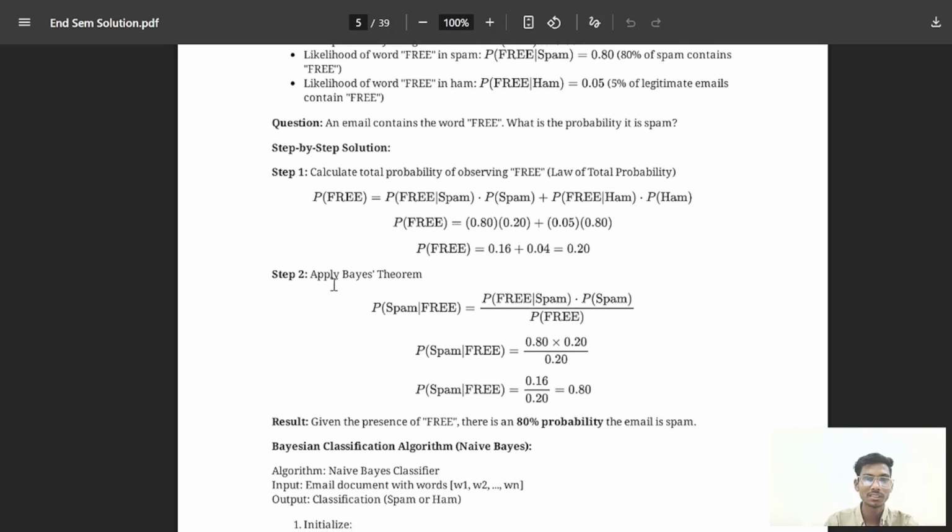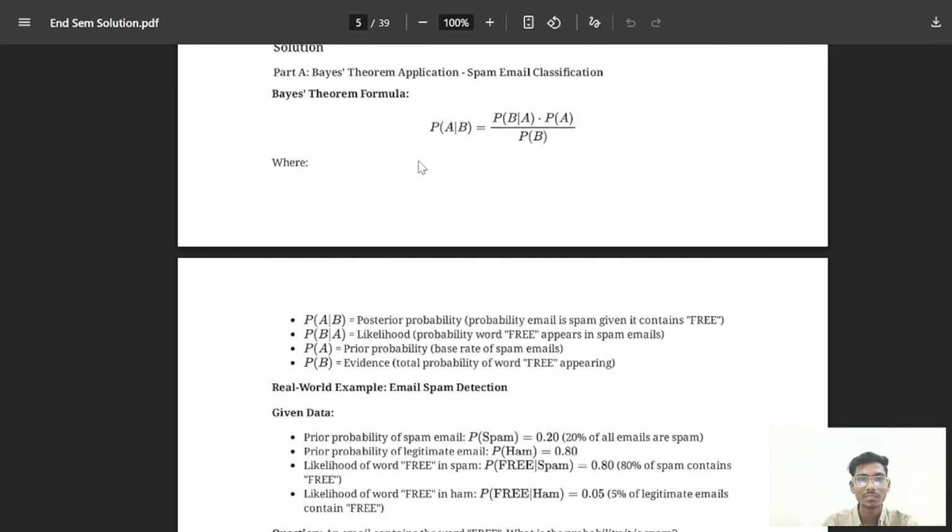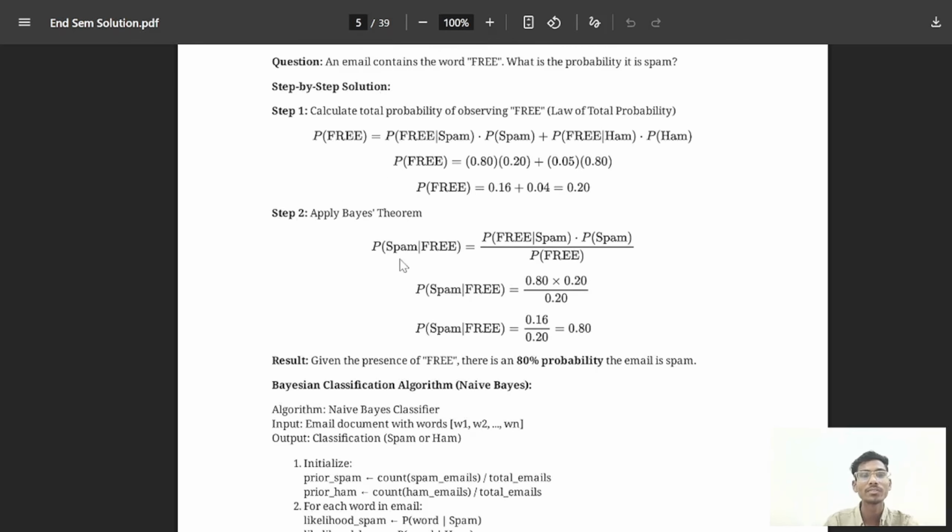Step 2 in this, apply Bayes theorem. Here we learned the Bayes theorem formula and apply it here. Probability of spam conditional free equal to probability of free conditional spam into probability of spam divided by probability of free. In this, put the values, and here we will get the answer of probability of spam conditional free is 0.80, means 80% probability the email is spam.